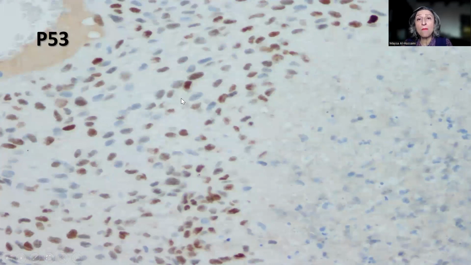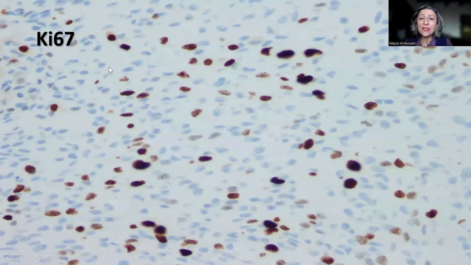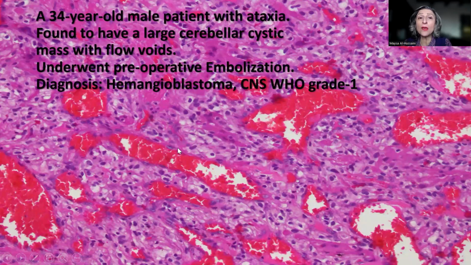Now, because of the abnormal or unusual morphologic features, I performed p53. It showed a mosaic staining pattern. So this is non-mutant. This is not abnormal. This is the wild type or the normal staining pattern. And the Ki-67 was slightly elevated, but if we put everything together, this would be consistent with hemangioblastoma, CNS WHO grade 1. The morphology, especially focally, is consistent.